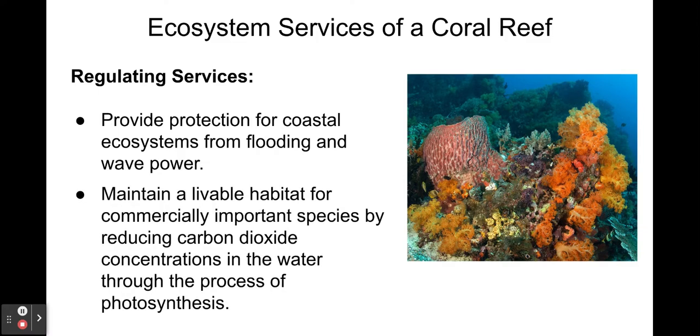Coral reefs also maintain a livable habitat for commercially important species by reducing carbon dioxide concentrations in the water through the process of photosynthesis. So this one's a little complex. The key to an ecosystem service is it must benefit humans. So if we just said coral reefs maintain a livable environment for fish and for algae and for corals by reducing carbon dioxide concentrations in the water, that would not be good enough because we need to say how those organisms benefit humans. So we can throw in this line, they are commercially important species or commercially important organisms. And that means commercially important to humans.